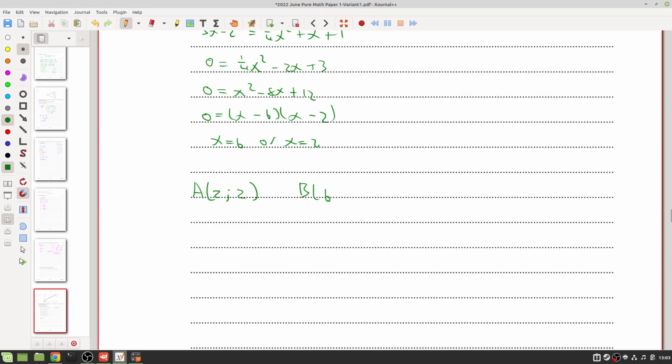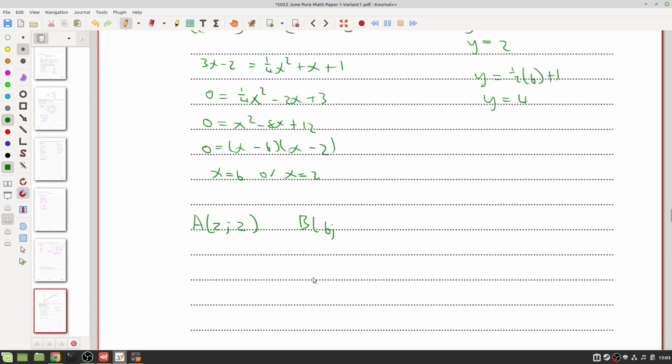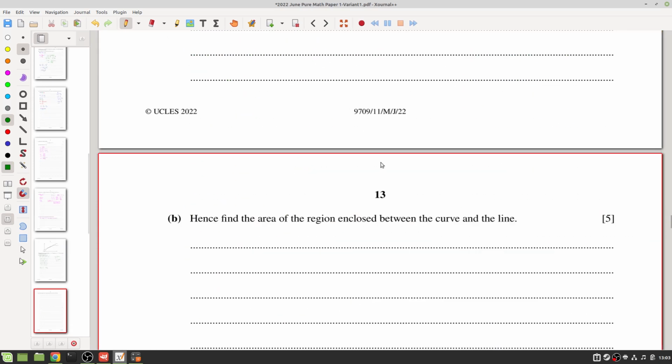For B, the x coordinate is 6. So again, substituting here, y equals a half times 6 plus 1. Half times 6 is 3, 3 plus 1 is 4. We've got 6, 4 as the coordinates of B. Okay, and that was that.